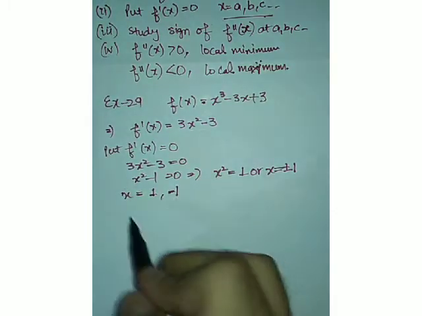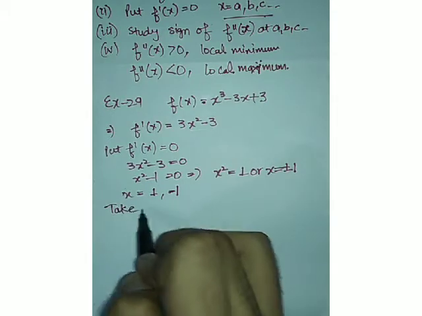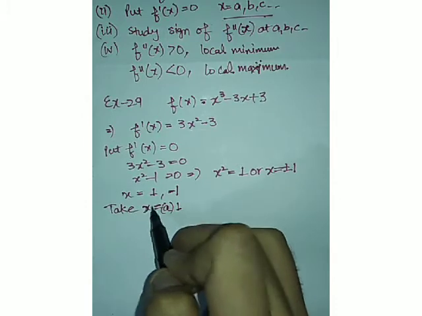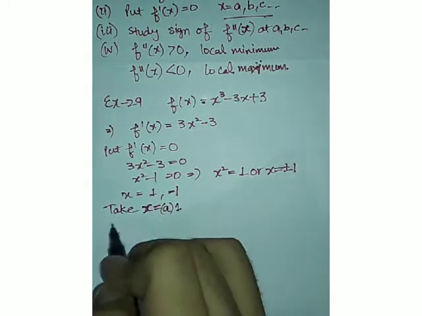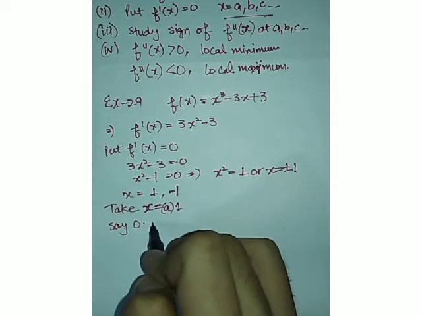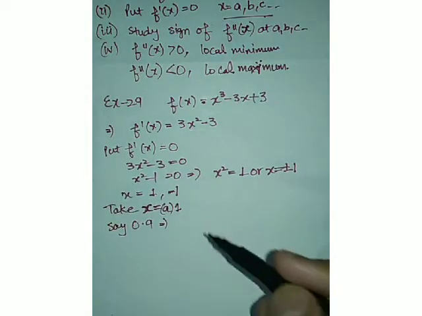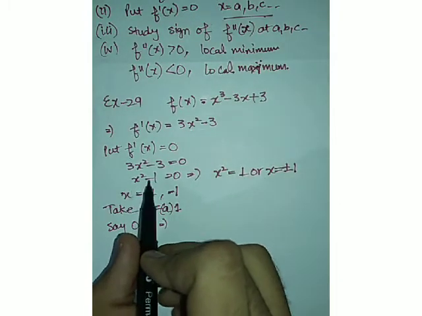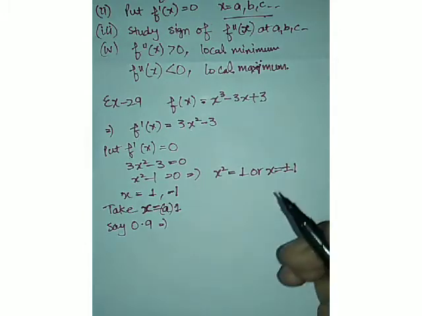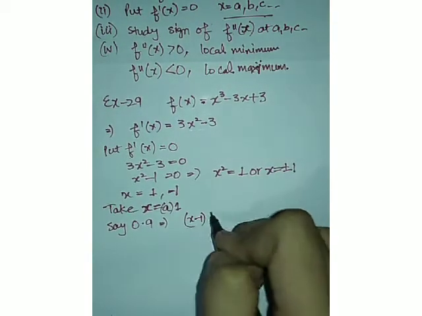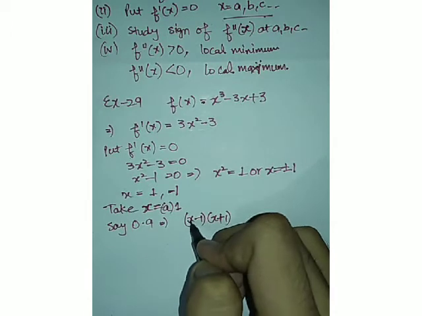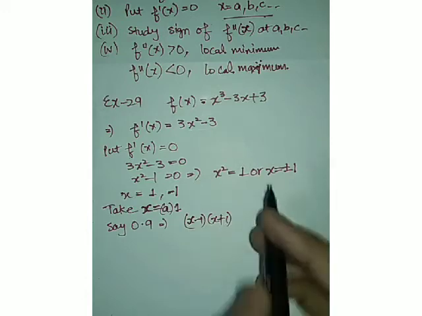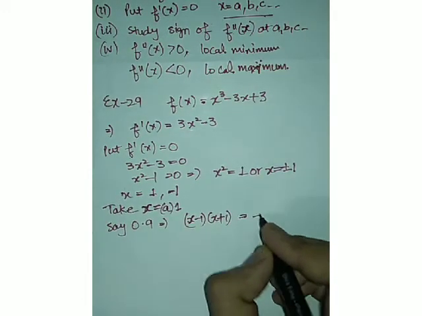All right. Firstly, take x = 1. Now take a value slightly less than 1, say 0.9. At 0.9, study the sign change of f'(x). What is f'(x)? That is x² - 1, or we can simply write it as (x - 1)(x + 1). When you put x as 0.9, now 0.9 is less than 1, so x - 1 will give us a negative sign, and x + 1 is a positive sign, so it's coming out to be negative.